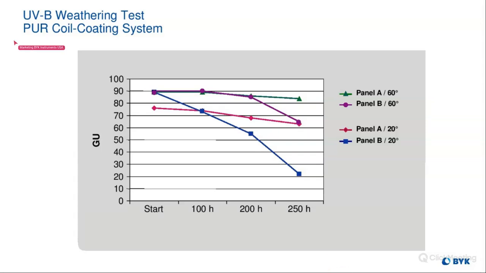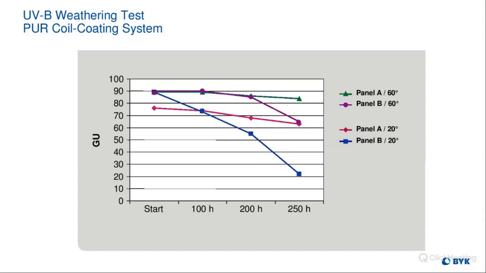So if we look strictly at the 60-degree data, we see that both samples start off at the same spot. And then at 100 hours in, they're still at the same spot. They visually might look different, but in this case, their measured values are exactly the same. After 200 hours, they're still exactly the same. And after 250 hours, that's when you can start to see a difference in how they're appearing.